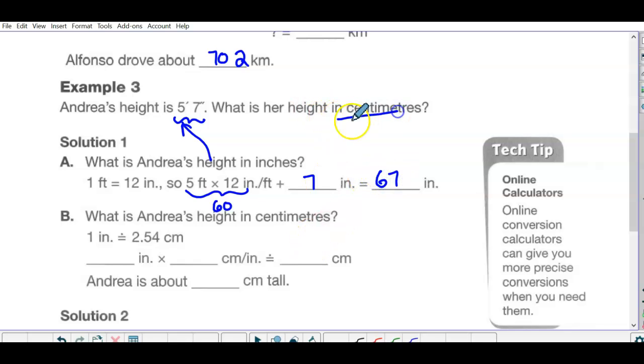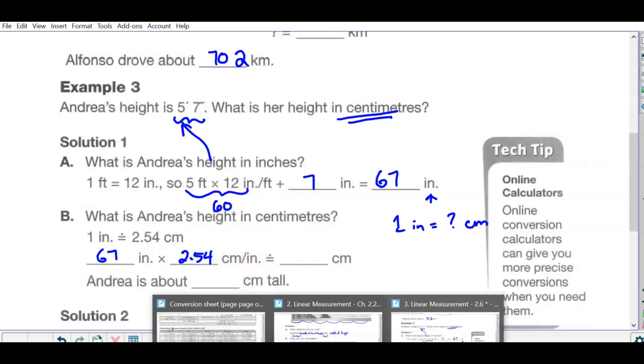Still not done. We now need to convert that to centimeters. If we've got this in inches, then I want to look for my conversion for 1 inch equals how many centimeters. Well, that's in our chart, or it's given here, 2.54. So each of these 67 inches is 2.54 centimeters. So I want to multiply 67 inches by 2.54 centimeters in an inch.